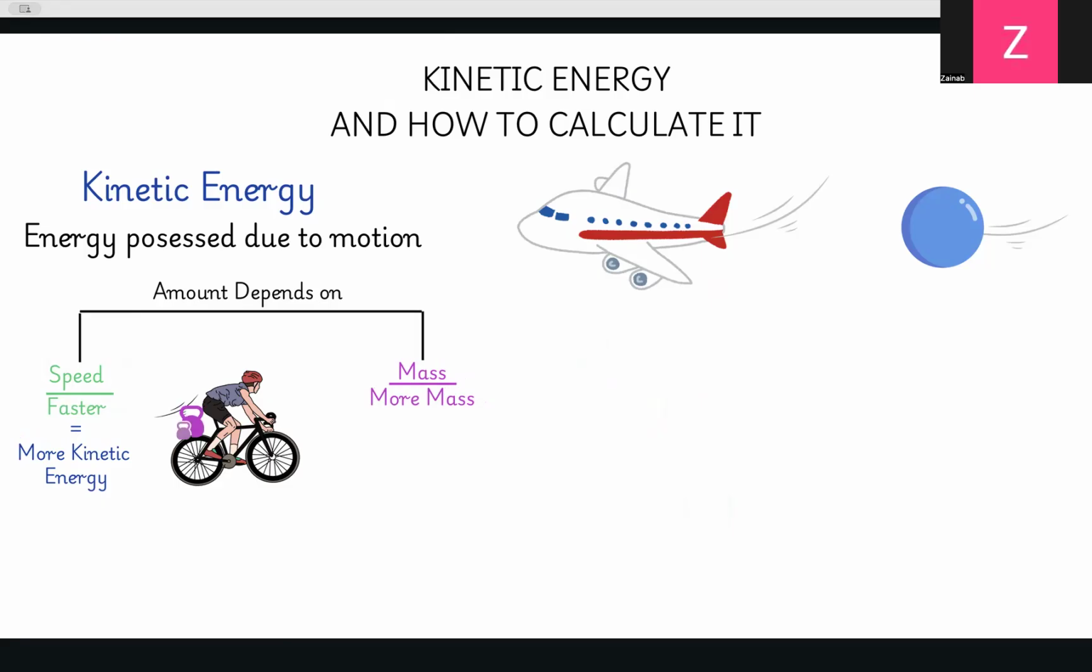So, an object that is moving faster has more kinetic energy, and an object that has more mass has more kinetic energy as well.